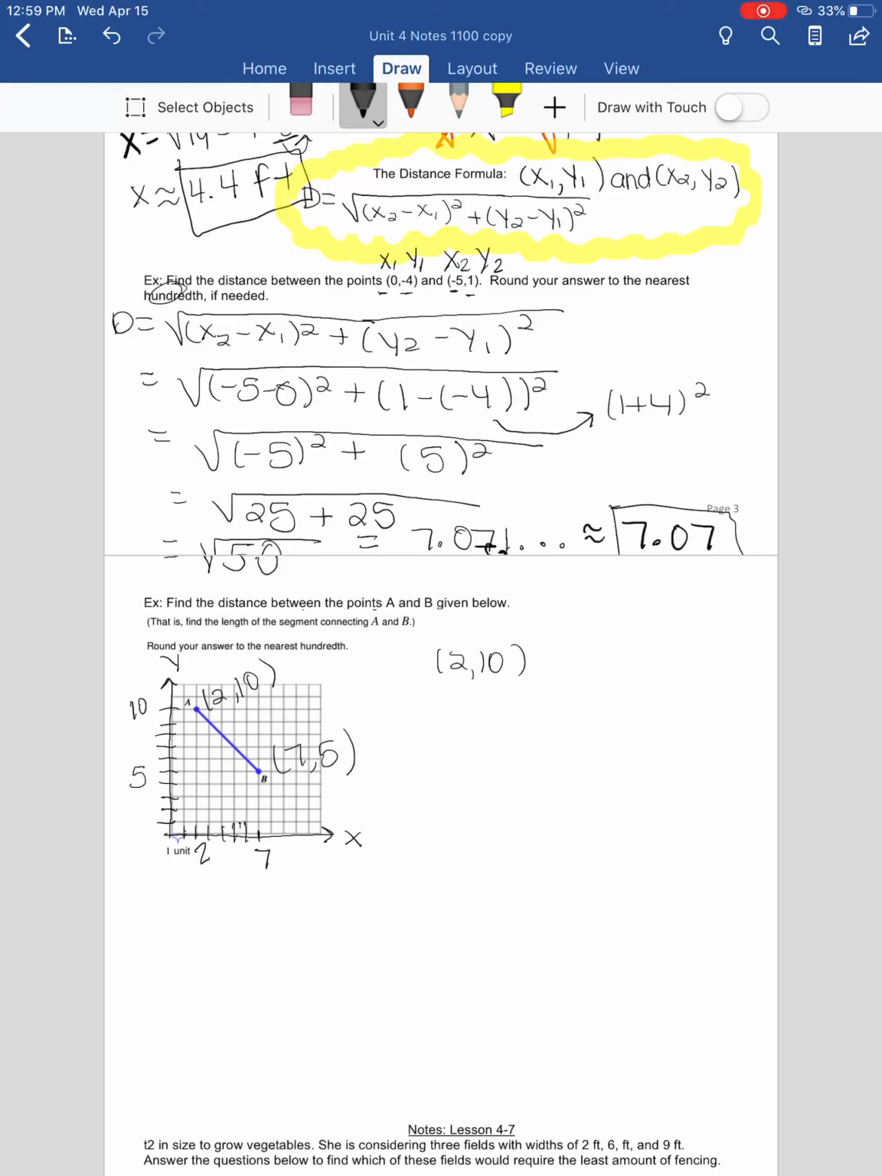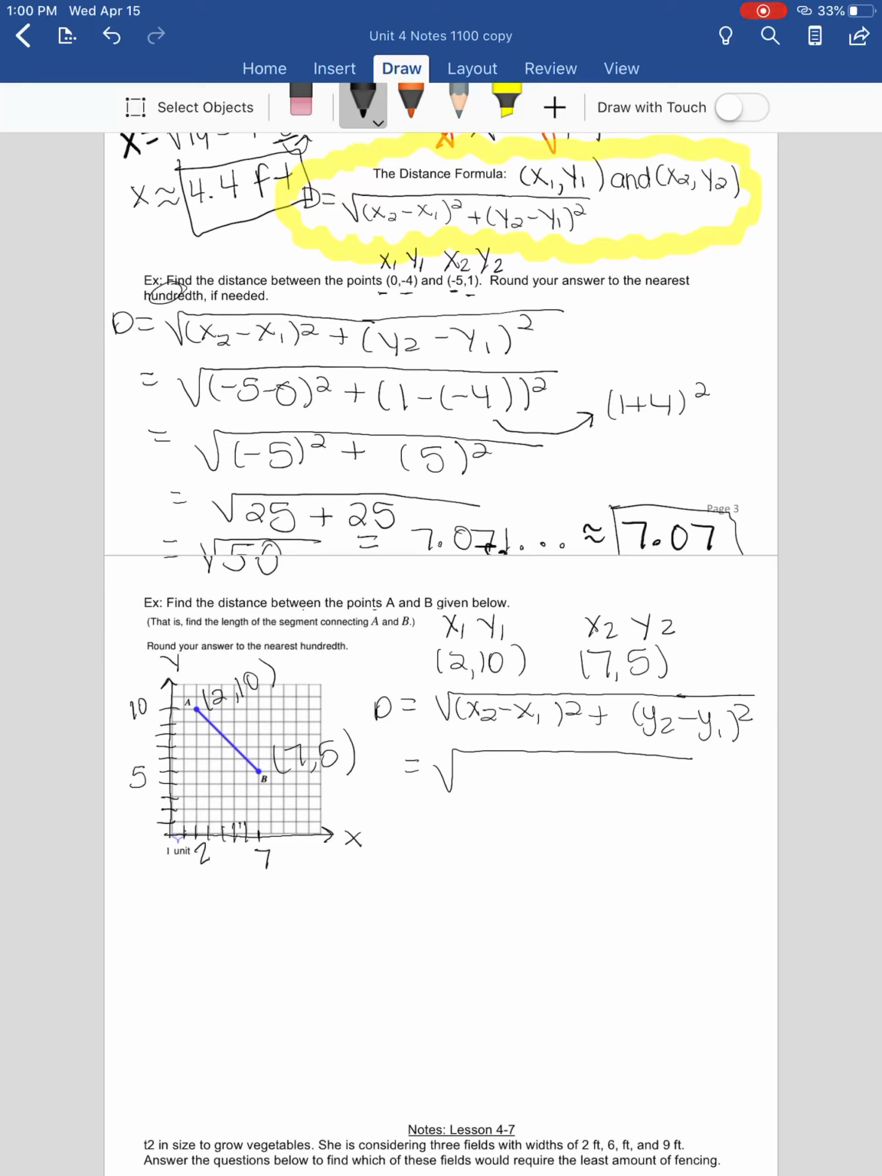So now we have 2 points, 2, 10, and 7, 5, and it's exactly like the previous problem now. I can label this first ordered pair as x1, y1, my second point as x2, y2. Plugging these values into our distance formula, which is the square root of x2 minus x1 squared plus y2 minus y1 squared. So plugging in our values now, the square root, x2 we said was 7 minus x1 we said was 2 squared, plus y2 which we said was 5 minus y1 which we said was 10 squared.